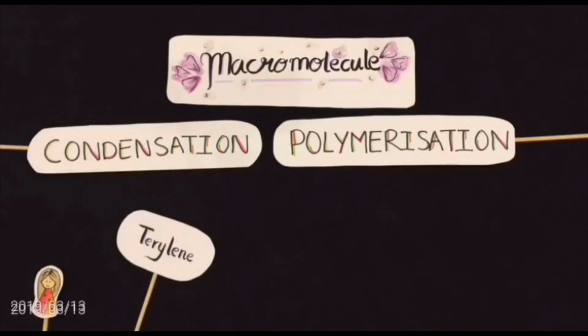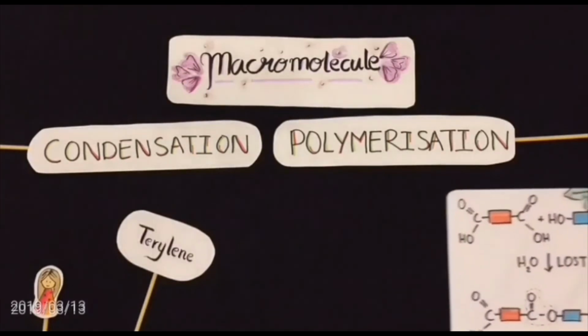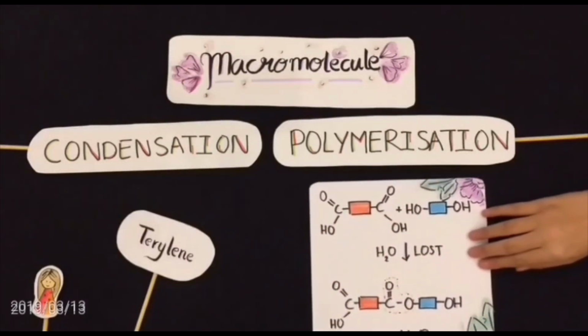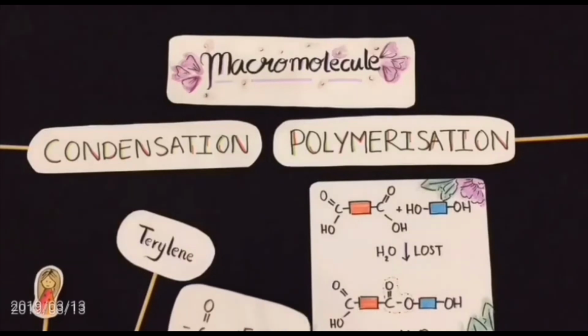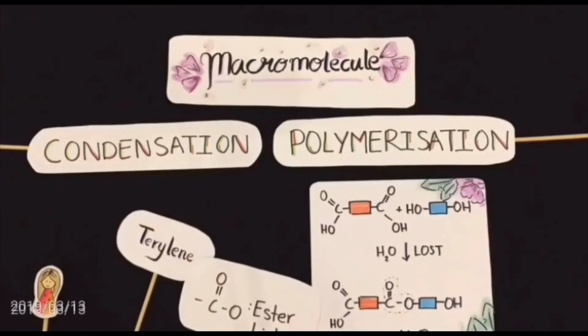Terylene is also made by condensation polymerization using two different monomers, but one is a carboxyl group and the other is an alcohol group, which react to form an ester linkage from a loss of water.